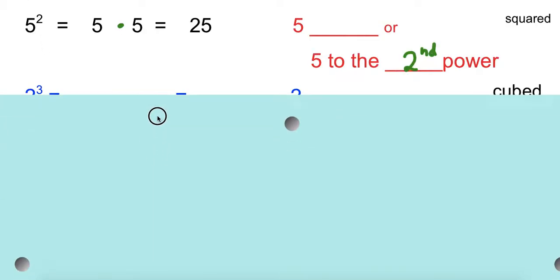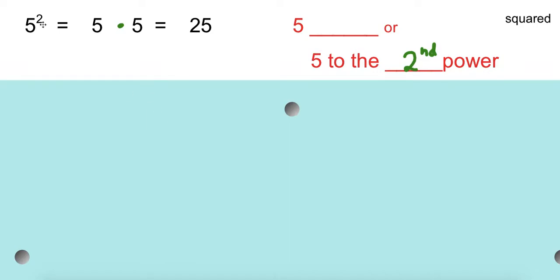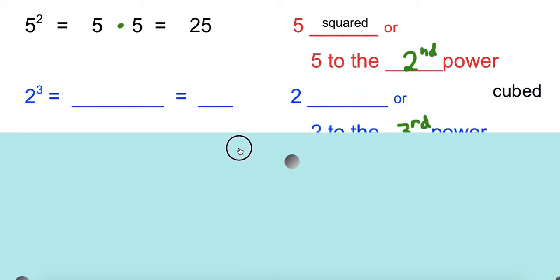We also took some notes. So we said 5 squared, or 5 to the second power. That means 5 times 5, and that equals 25. So we'll move this over here. That's 5 squared, or 5 to the second power.